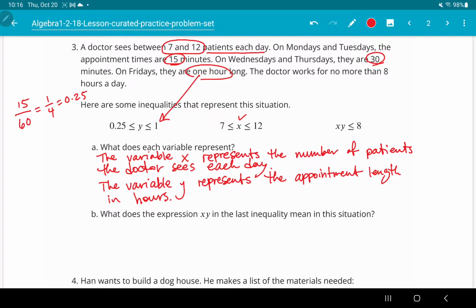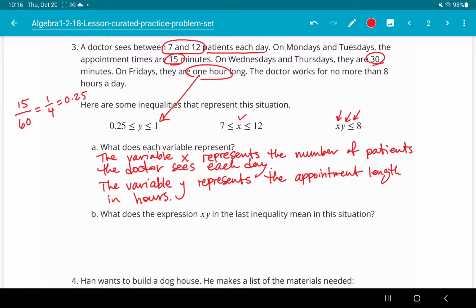All right, so what does xy mean? Well, if x is the number of patients and y is the length in hours, then when we multiply them together, we're seeing x patients per day for y hours per day. So that's the total amount of time that the doctor's spending with the patients per day. And we can tell that that number, whatever that number is, has to be less than or equal to 8.